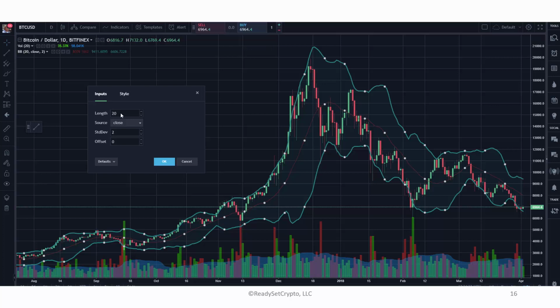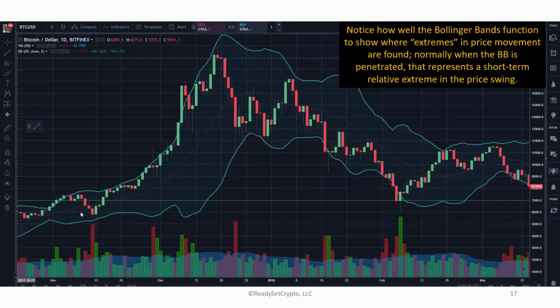The one that will come default from the factory here is going to be a length of 20 period moving average. Usually it's a simple moving average because the standard deviation calculation is done through simple. And it's going to be based on the closing price, 2 standard deviations. This is what you're going to see just about everywhere. So notice how well the price tends to stay within the bands here.